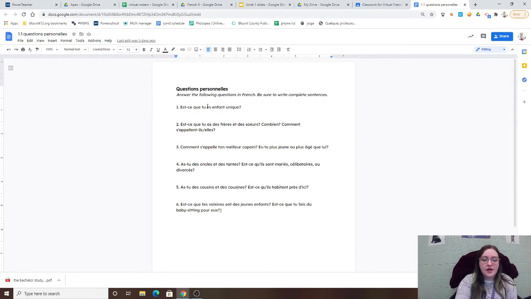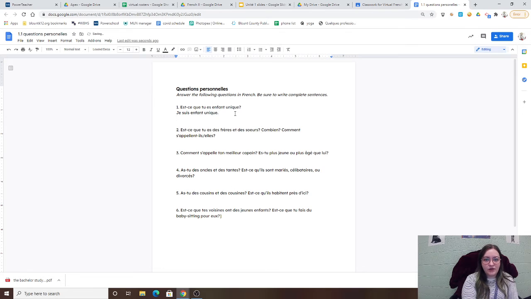So this first question, most of you did okay here. Est-ce que tu es enfant unique? Are you an only child? Okay? So if yes, you would say, je suis enfant unique. You can see that's exactly the same structure as the question. You're just changing tu es to je suis. If you're not an only child, you know how to make verbs negative. You put ne pas around the verb. So you would say, je ne suis pas enfant unique.